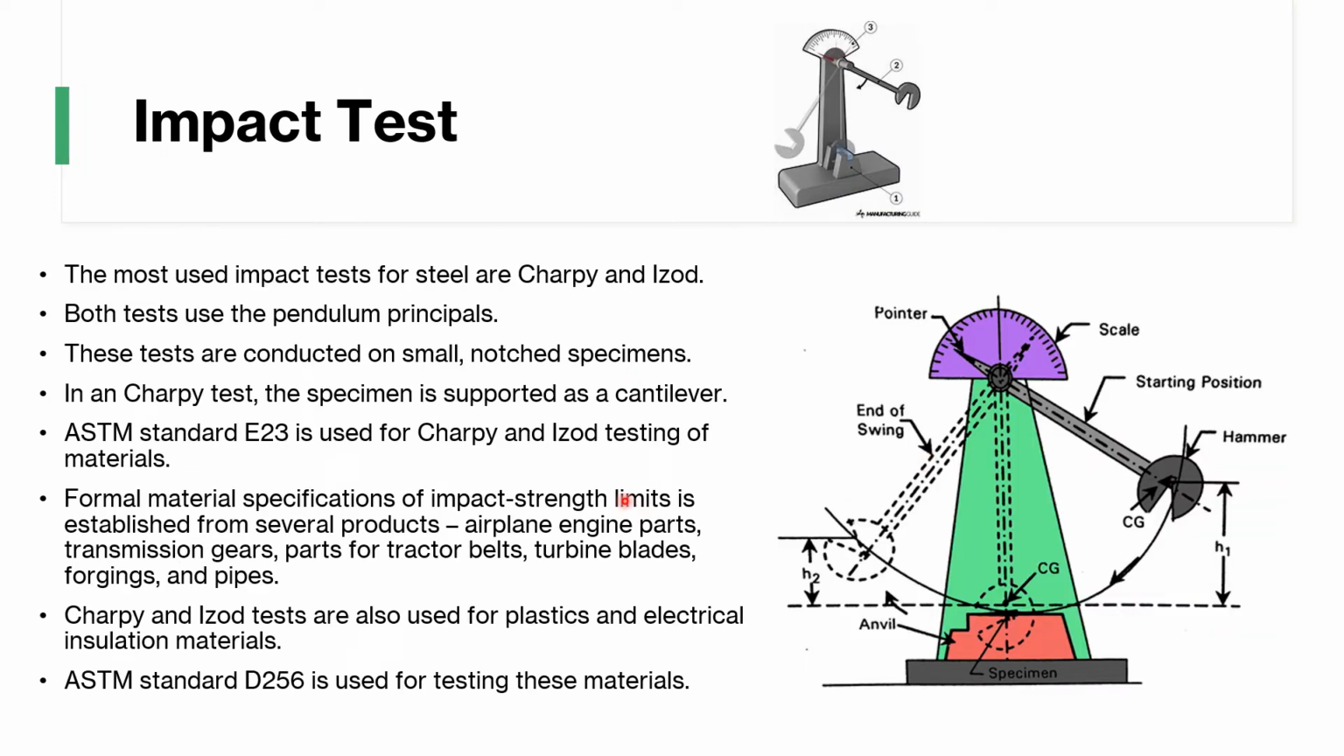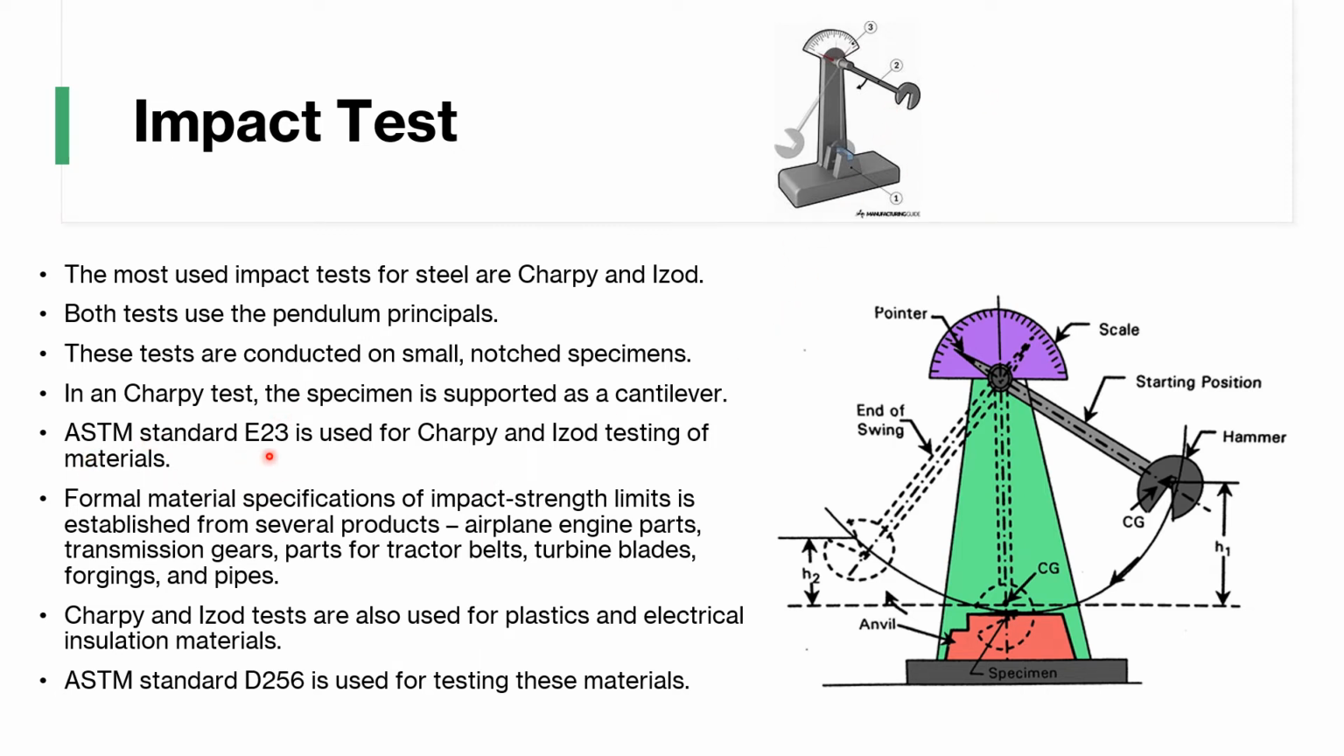So the most used impact tests for steel are Charpy and Izod. Both tests use the pendulum principle. It looks like that. See, here is your cartoon. The tests are conducted on small and large specimens. Here is a little specimen right down there, to be knocked out with this pendulum load right there.